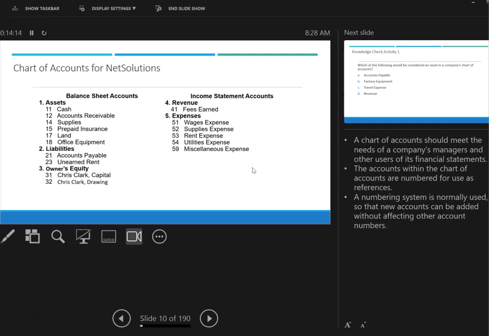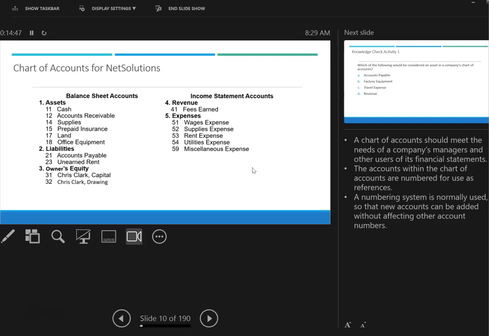Supplies are supplies we've purchased that we haven't yet used up. Prepaid insurance is when we pay insurance up front for the whole year. Okay? Prepaid rent is another. If we prepay rent for an entire year, we have a resource we get to use for the whole year. Land is an asset. Office equipment would be an asset.